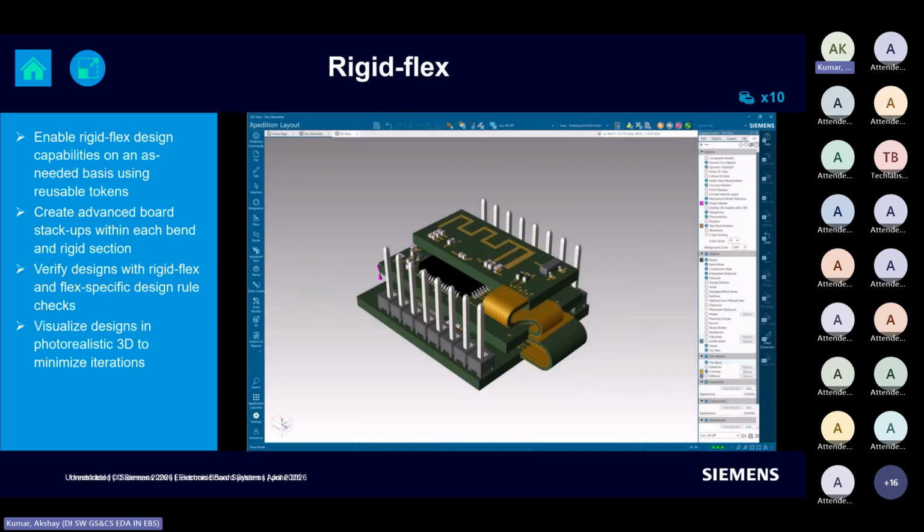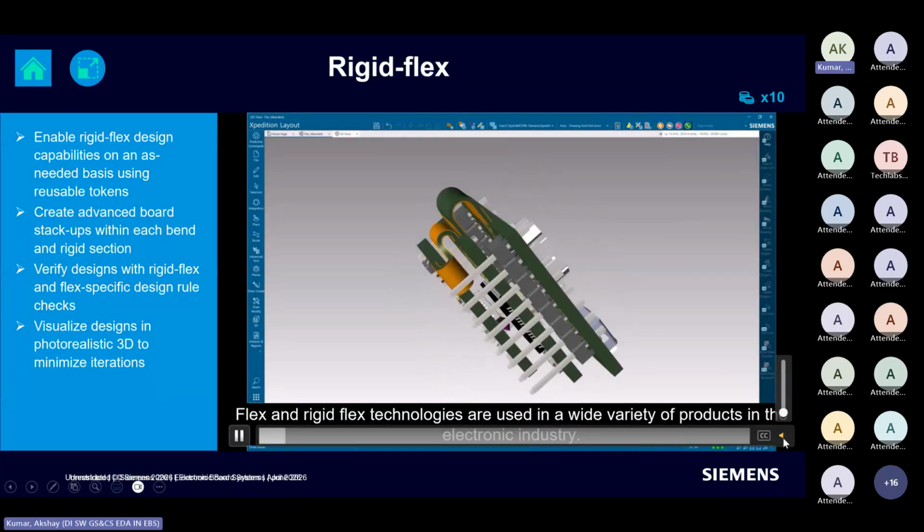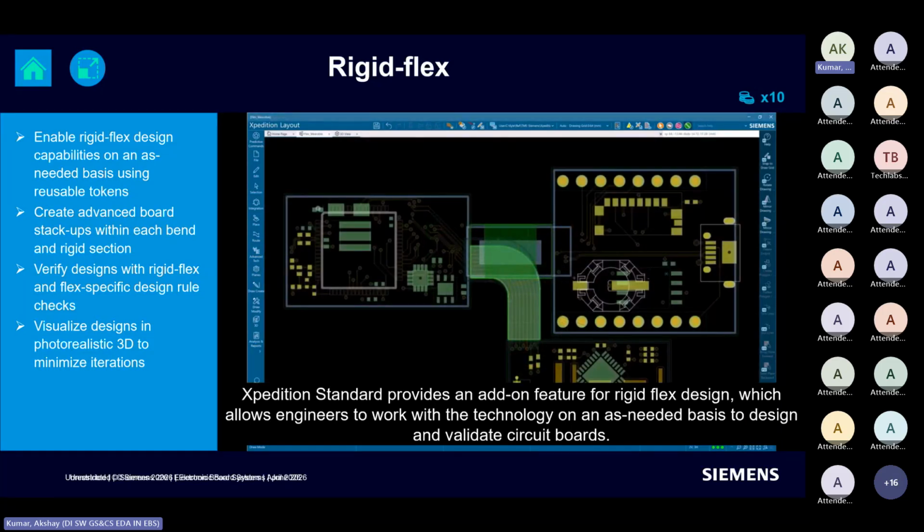Then another technology that I would like to talk about is rigid flex. We all know that when the product starts becoming complex, there are certain cases where the rigid and flex combination of PCB comes into the picture, right? So we do have a solution with Expedition Standard for you if you're working on a rigid flex board as well. When you are working on rigid flex technology, generally the primary requirement will be having multiple board outlines. And when you have multiple board outlines, definitely you need multiple stackups.